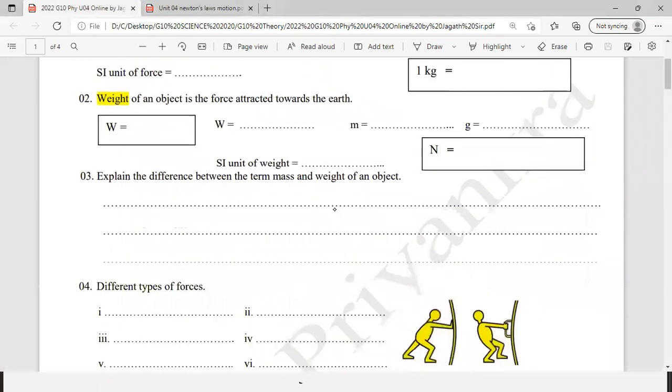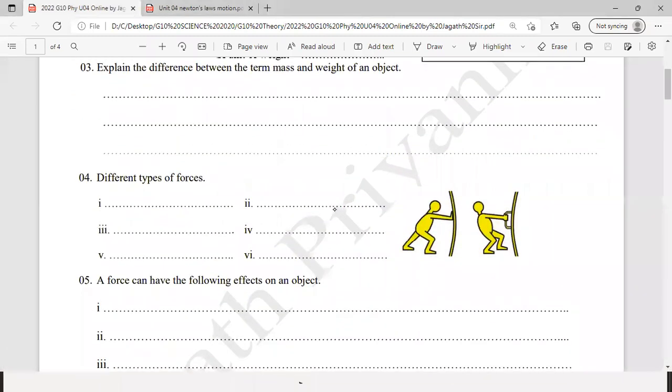So we are here now. Number 3. Explain the difference between the term mass and the weight. Highlight the word difference, highlight mass, highlight weight. So you can write one difference. What?